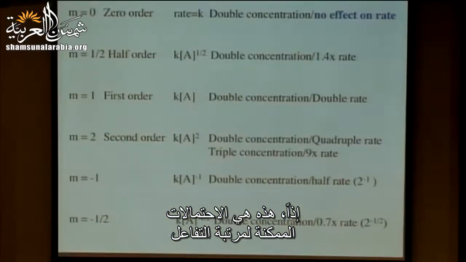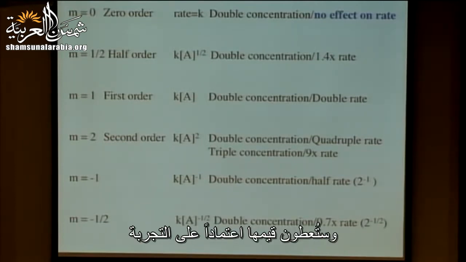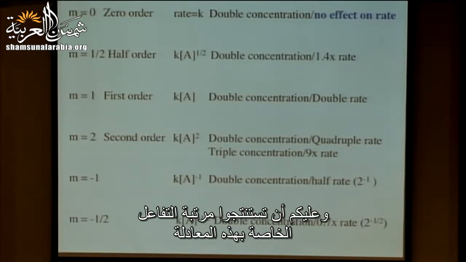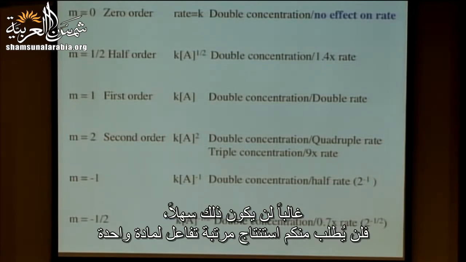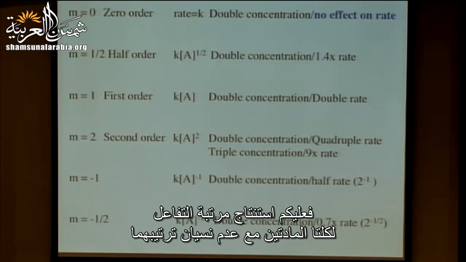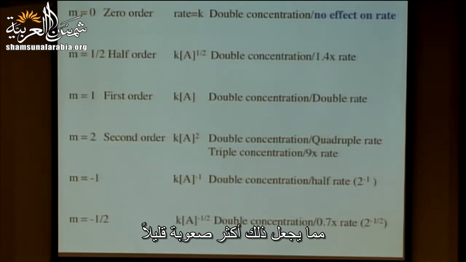So those are the possibilities that you will see for the order of reactions. And again, you'll be given experimental data and have to figure out the order of the reactions. And often it's not just as simple as one thing. There will probably be two things in there. So you'll have to figure out the order with respect to both of those two things. So that makes it a little more complicated.